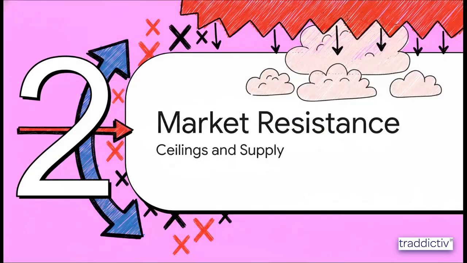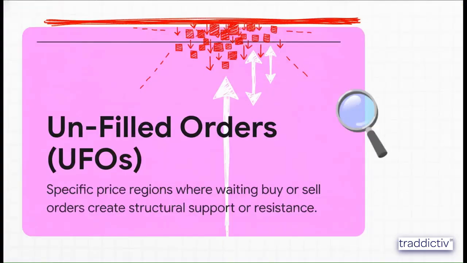Which brings us to Section 2, understanding market resistance, ceilings, and supply. To really get resistance, we absolutely have to understand unfilled orders, or what we call UFOs. Basically, these are specific price regions where massive blocks of buy or sell orders are just sitting there, waiting to be executed. Think of red sell UFOs as a literal ceiling made of waiting supply. The moment price hits that ceiling, bam, all those waiting sell orders trigger, shoving the price right back down. It usually takes multiple attempts for the market to chew through all that supply and finally break out.